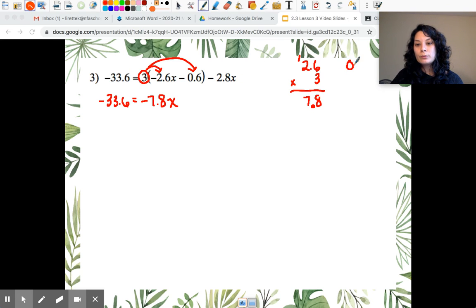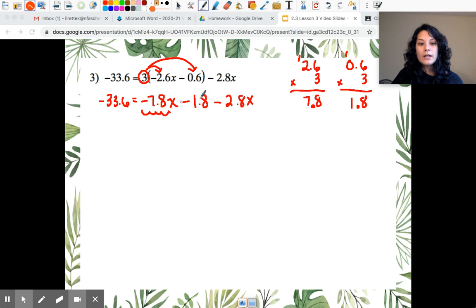3 times 0.6. Again, I'm just stacking them together, ignoring the decimal. 6 times 3 is 18, carry the 1. 3 times 0 is 0, plus 1 more is 1, and I adjust for the 1 decimal point. So this is going to be a negative 1.8. Both of these were negative since the 3 was positive, and these numbers were negatives. Different signs when we multiply give us a negative. And then I bring down my negative 2.8x.